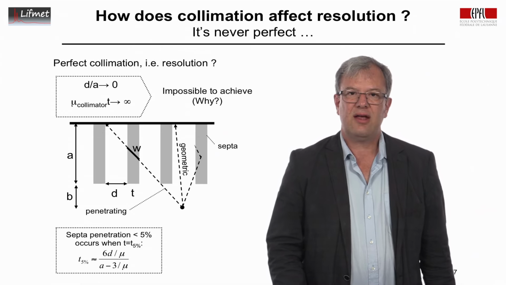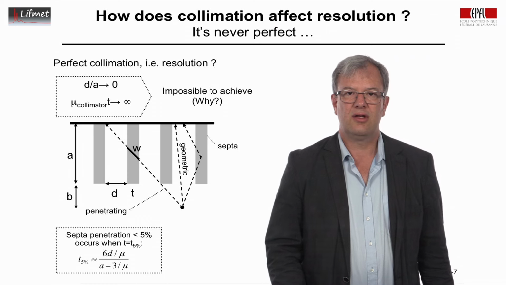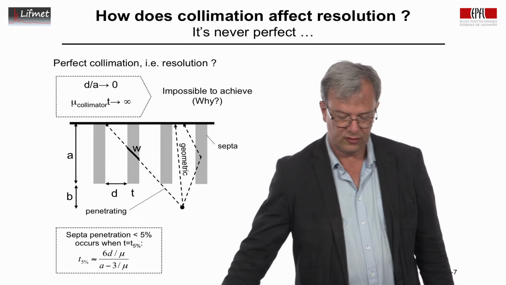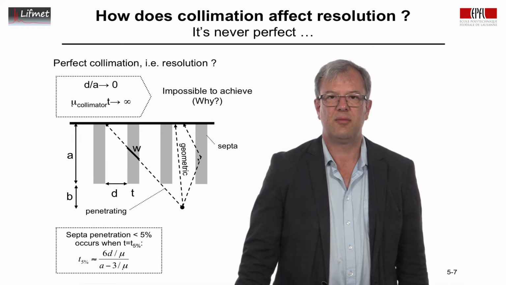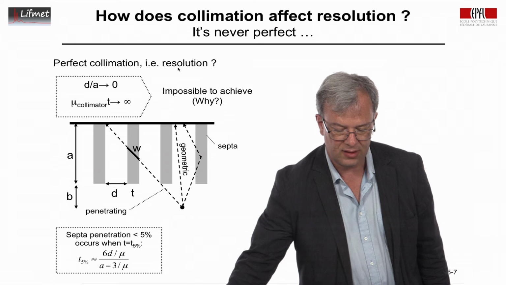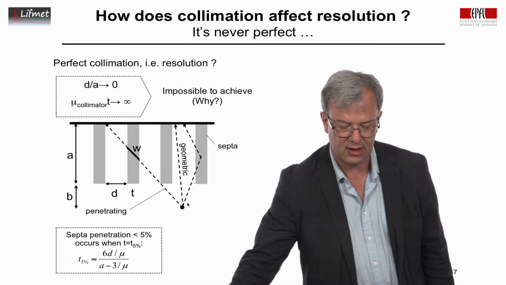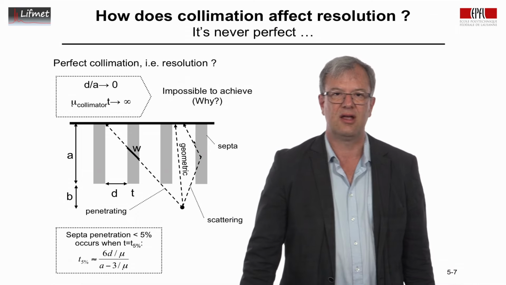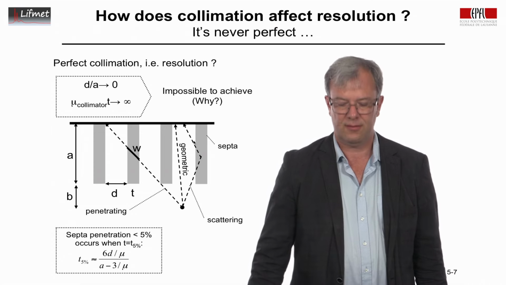We have another effect, and that is scatter. So the X-ray from our point source can also interact in the septa by Compton scattering and be scattered into this event here. So we're getting a scattering event at this point.